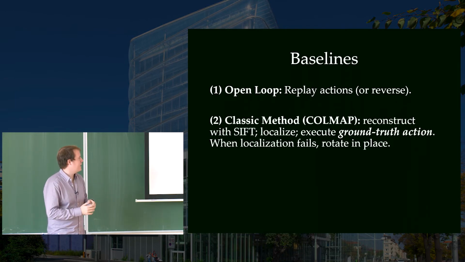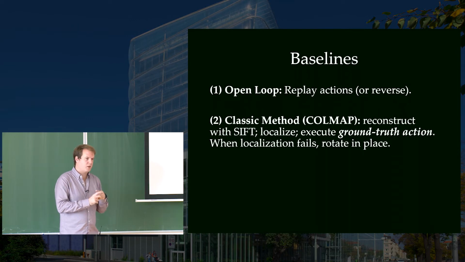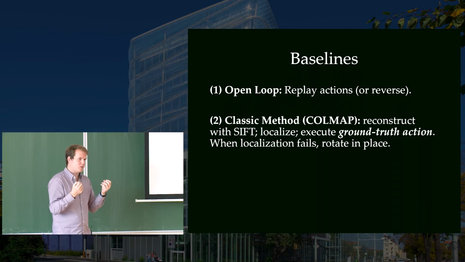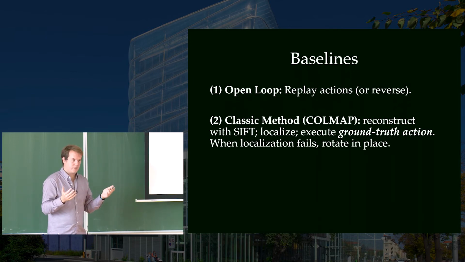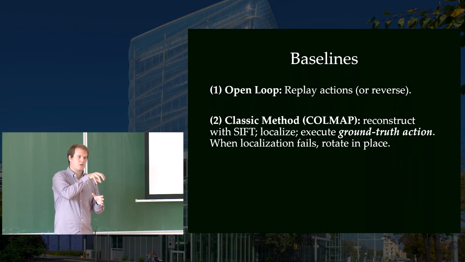And the second one is a classic method, which is based around COLMAP, which is a nice package of basically geometric algorithms. And so we reconstruct using SIFT, we localize using SIFT, and then we basically use the ground truth action that we know to take the optimal action. So there's this entire mapping and planning procedure. And here we're not worrying too much about planning. We just have sort of an oracle planner. And then when localization fails, we just rotate in place, which we've been told is a standard strategy for trying to find where you are.